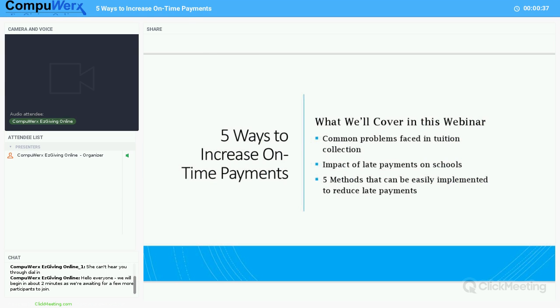So the topic we're focused on today is something that comes up a lot when we're working with clients, which is how to increase on-time payments. We have had a lot of experience working with schools and payments and consulting them about how to maximize on-time payments to reduce the strain on resources and cash flow.